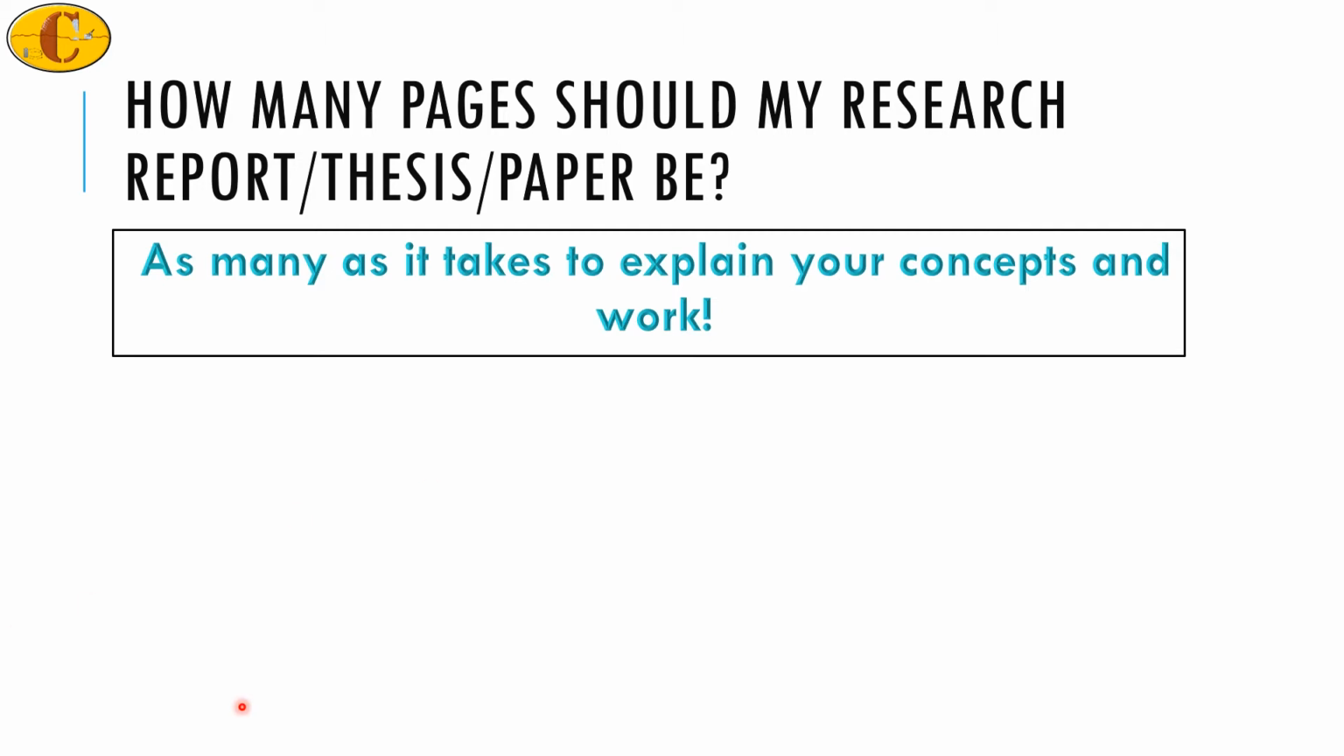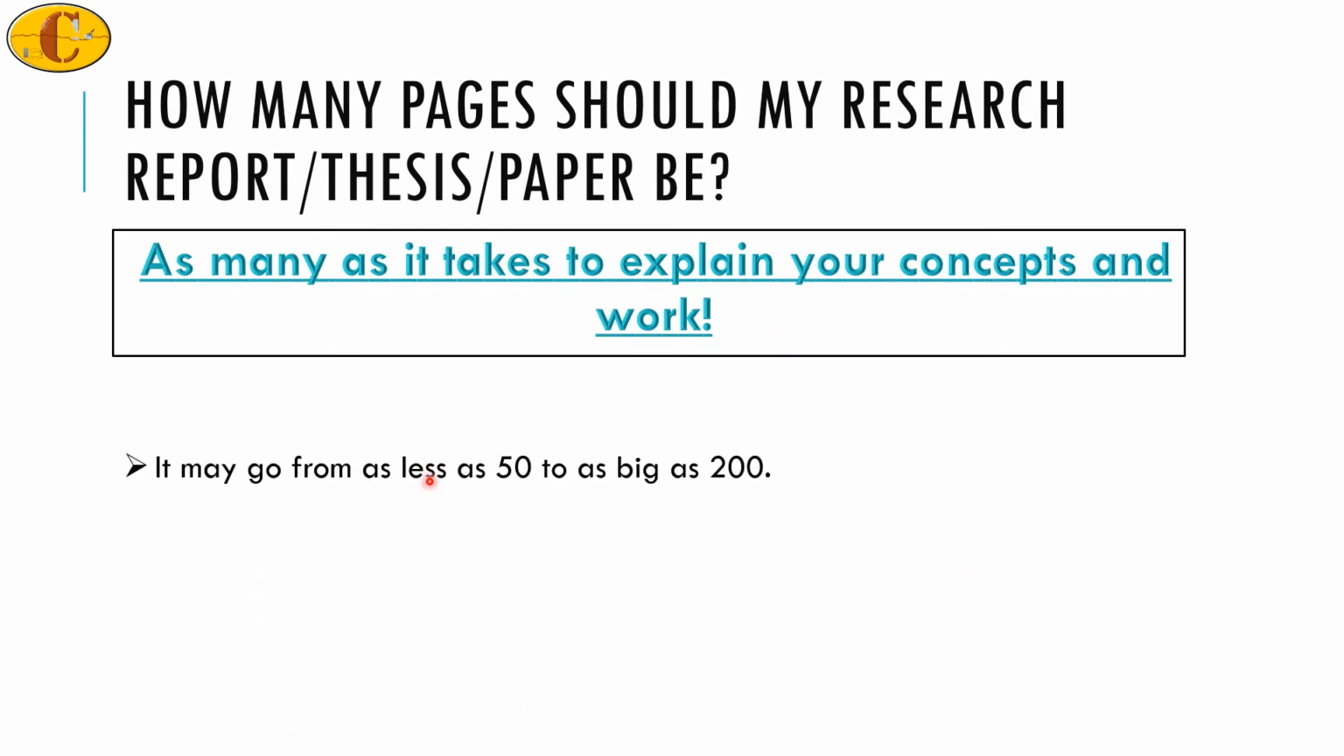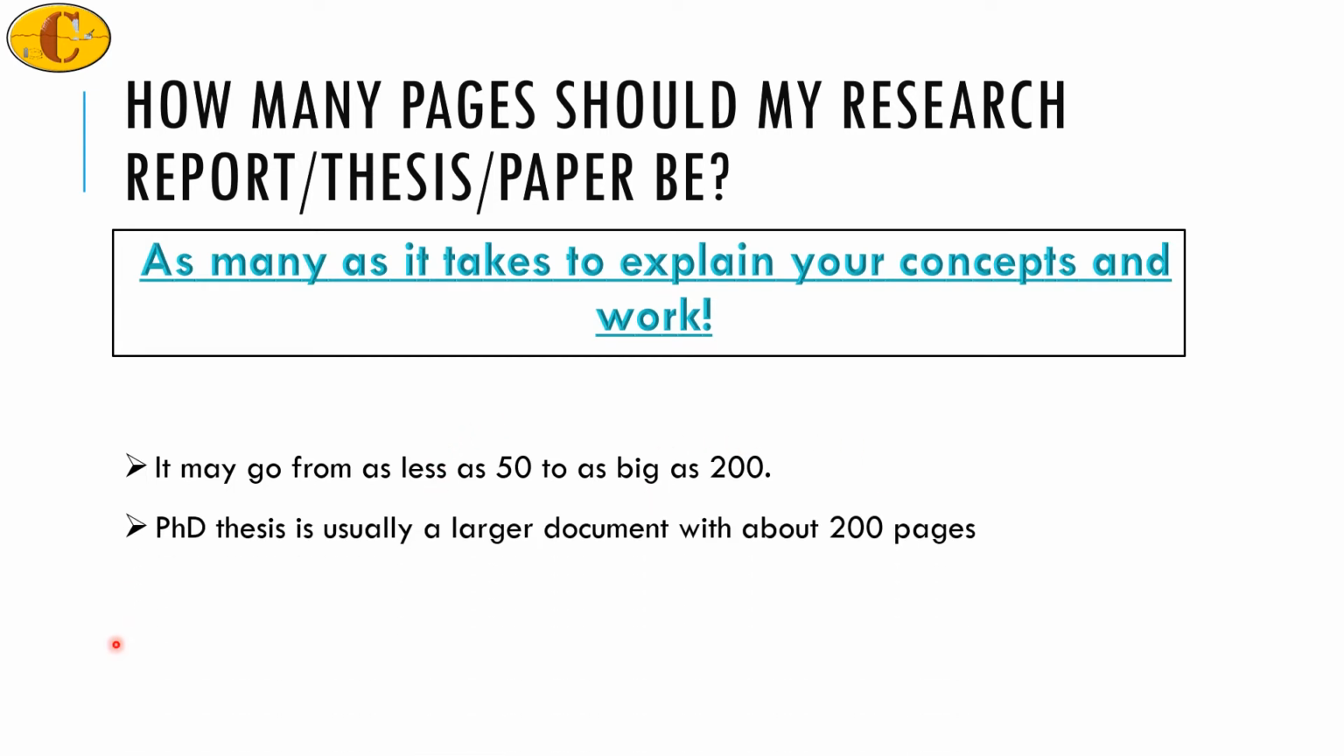This means that for some people, or maybe for some fields which are not heavily experimental, the people are able to explain their concepts and the entire amount of work in a short report as well. For those who are involved in many experiments, may have to put in a bit more effort to describe each and everything, and hence the research paper or thesis may go from as little as 50 to as big as 200 plus. Usually the PhD thesis are the larger documents that can go up to about 200 plus pages.